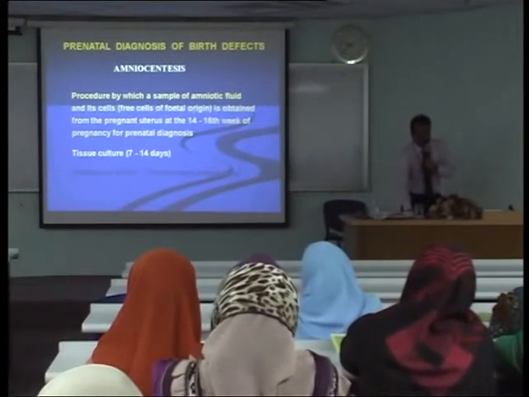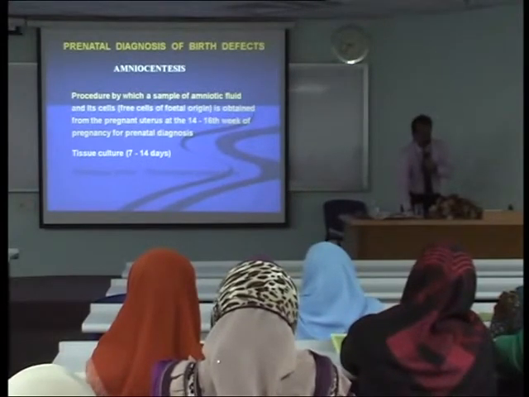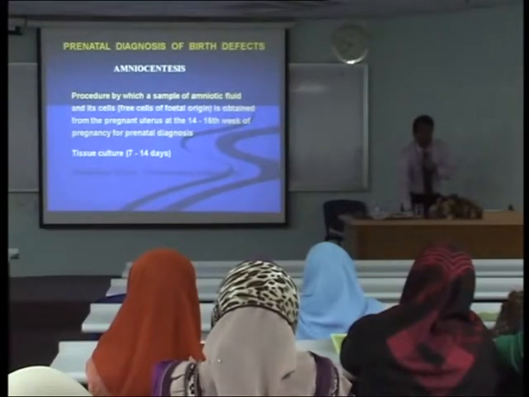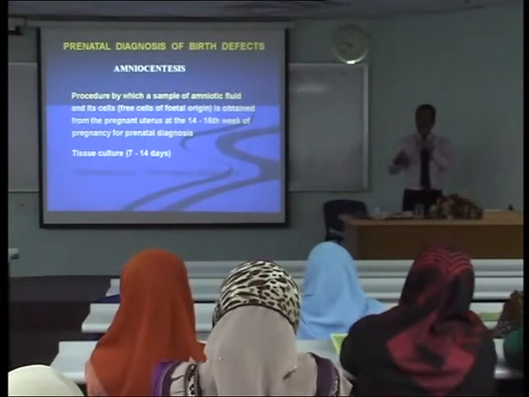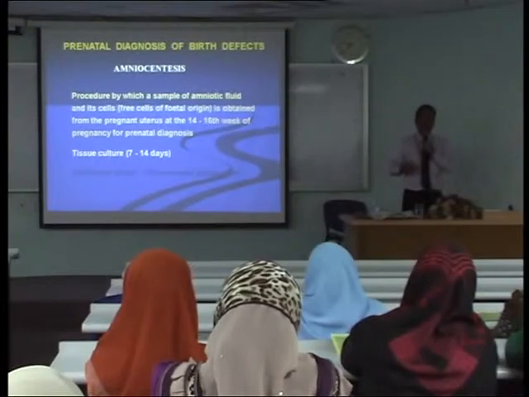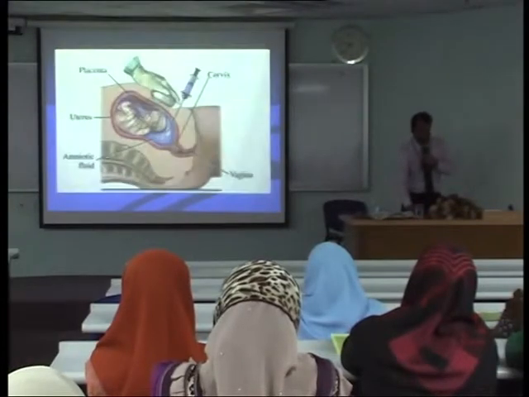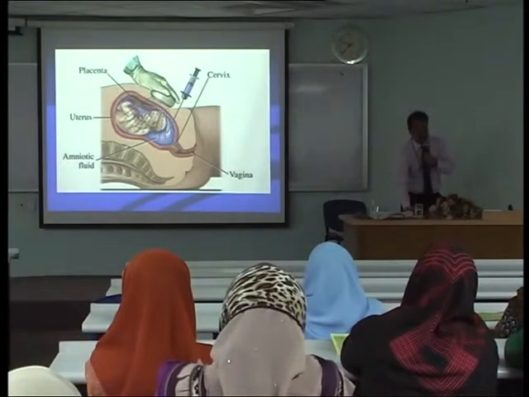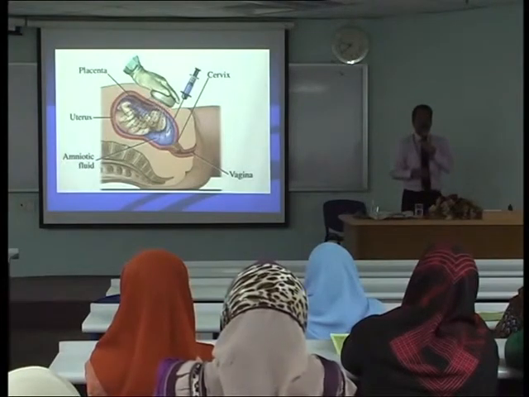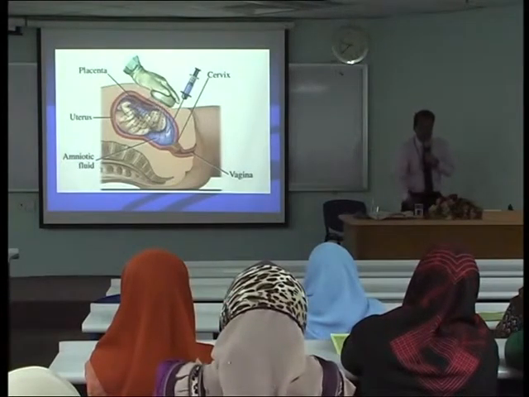It's a procedure by which a sample of amniotic fluid and its cells is obtained from the pregnant uterus at the 14th to 16th week of pregnancy. Once we get this amniotic fluid, there will be fetal cells in that fluid. We have to isolate the cells, then culture them and do the chromosome analysis. This should be done under the guidance of ultrasound scanning because risk is involved.